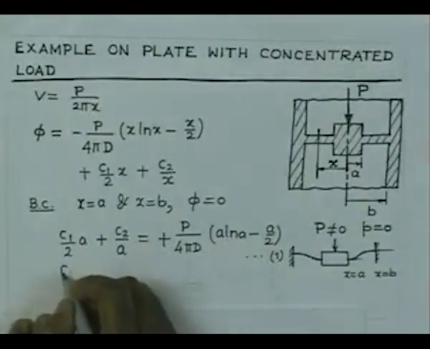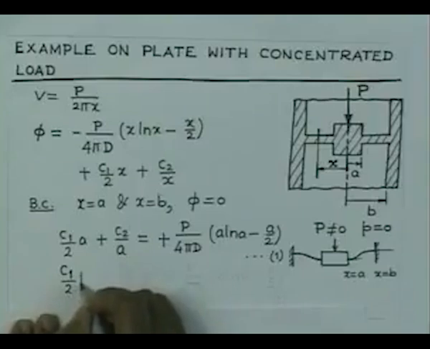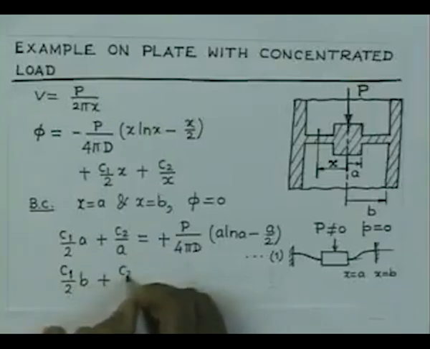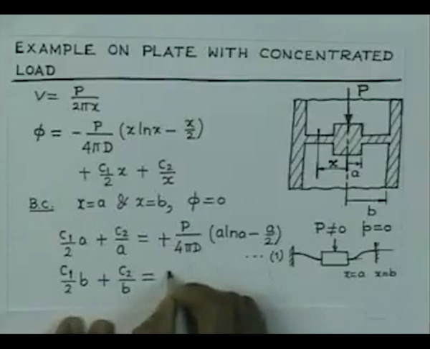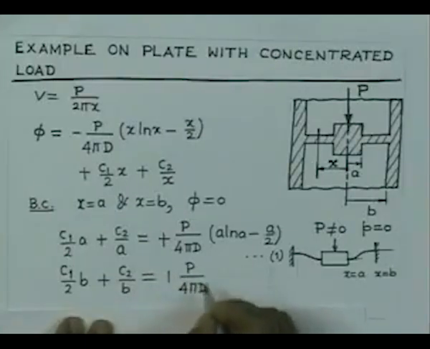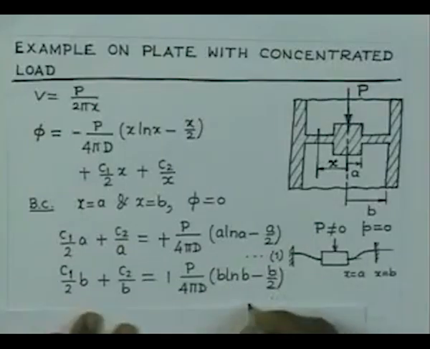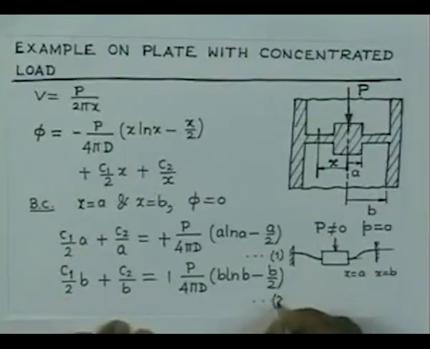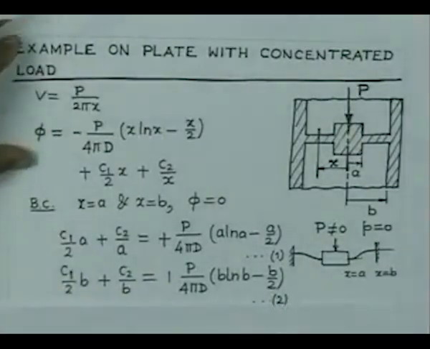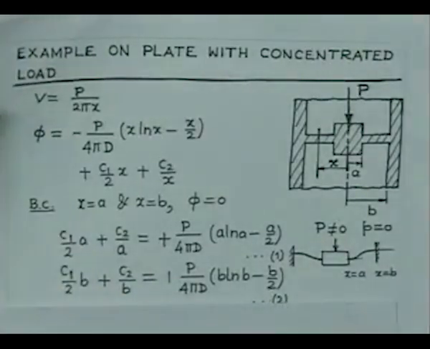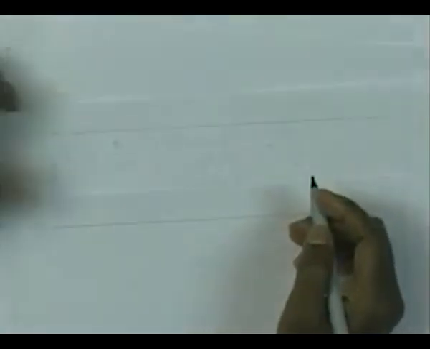Similarly, we can write C1 by 2b, C2 by b is equal to p by 4 pi d into b ln b minus b by 2, and let us consider this as equation number 2. So, we have two constants of integration C1 and C2, they can be resolved easily, and after solving these two equations we get the constants as follows.